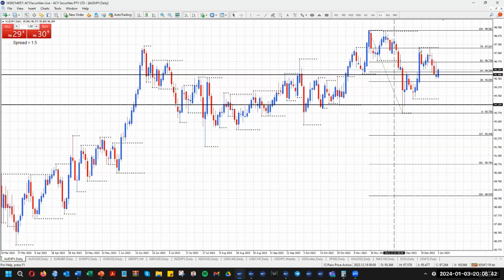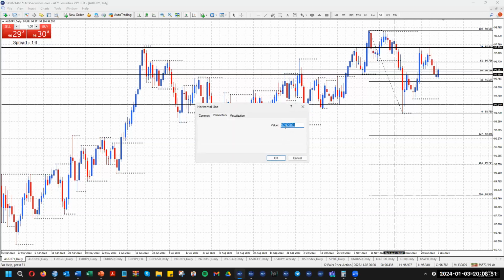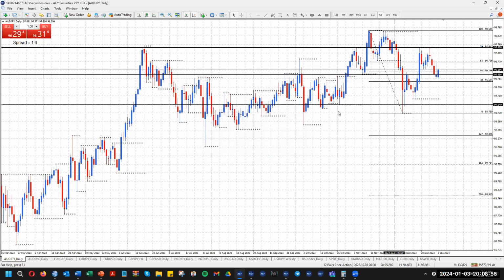Now, I've been teaching the 100 pip entry method, which is just coming up with a clear area that you want to be selling at. There was a level of daily resistance here, 97.578, which overlapped with the 79% level. So that was a clear area of resistance that you might expect price to come back to and hold. There's also this high point over here to the left. All right, so you could have actually traded there on first contact with a 100 pip stop. It only just pretty much holds there and then goes down, so it never gets anywhere near your stop.